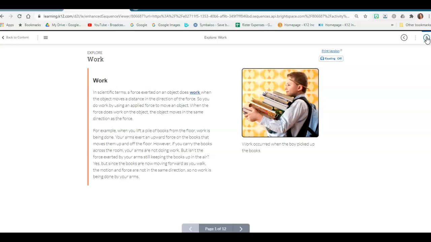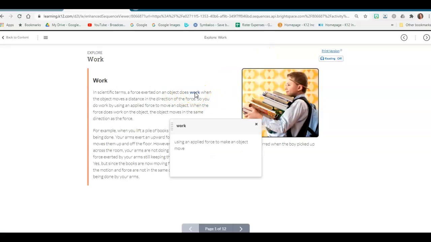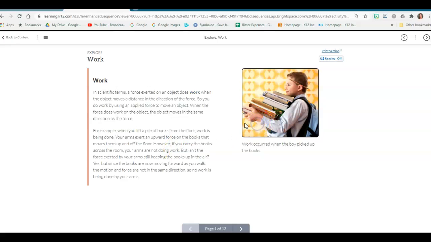All right, so as we get into work, in a scientific term, a force exerted on an object does work. So if you like to take notes as you go along and fill out your definitions as you come across them, you'll go ahead and put this in your notes. Using an applied force to make an object move. You may want to circle the word move because that is the key to work. So when the object moves a distance in the direction of the force.